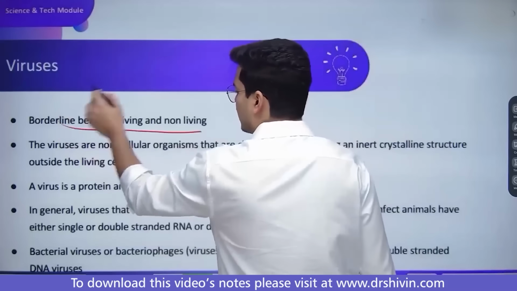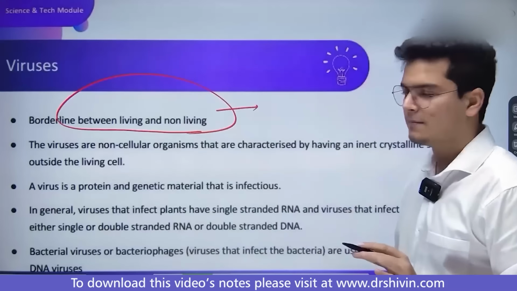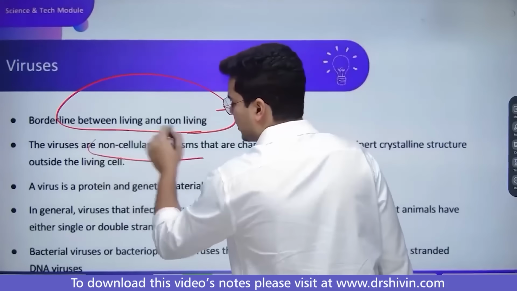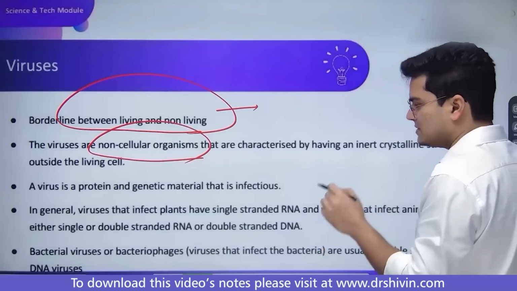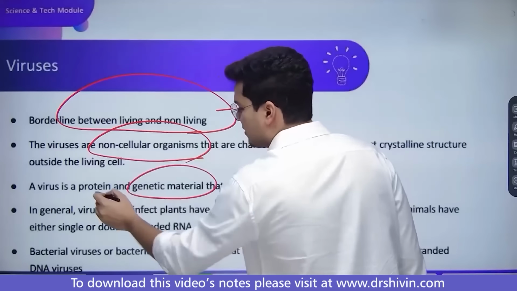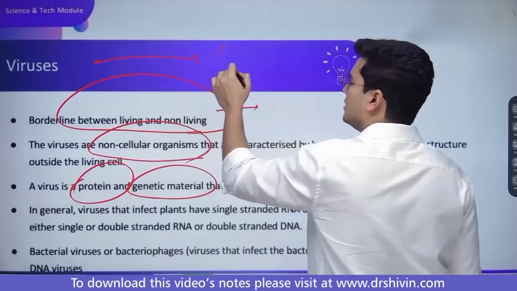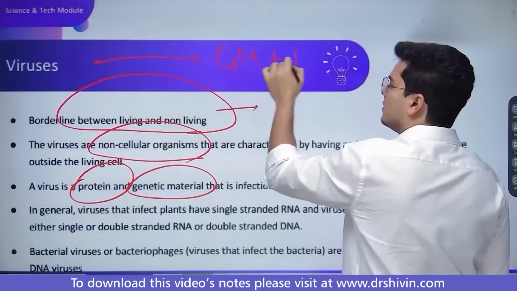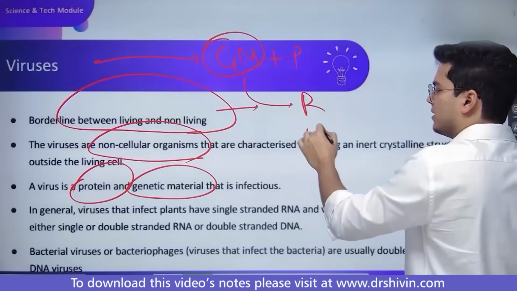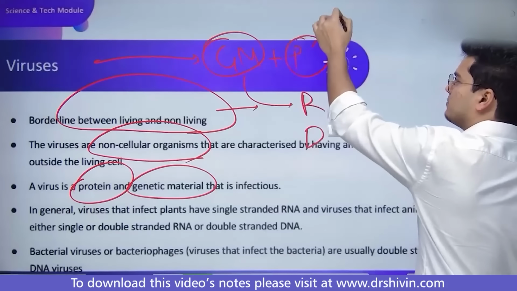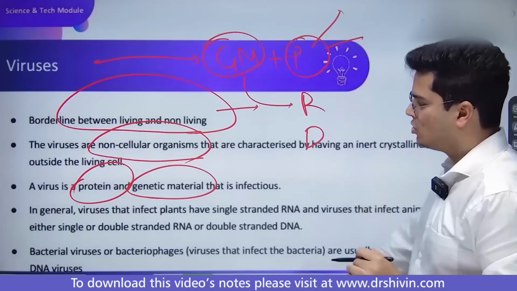What are viruses? They are the borderline between living and non-living. We know this. They are non-cellular organisms, they have no cellular structure. Basically they are just genetic material and protein. Viruses are only genetic material and protein. This genetic material could be RNA, could be DNA, and they have proteins. These proteins are of various types.